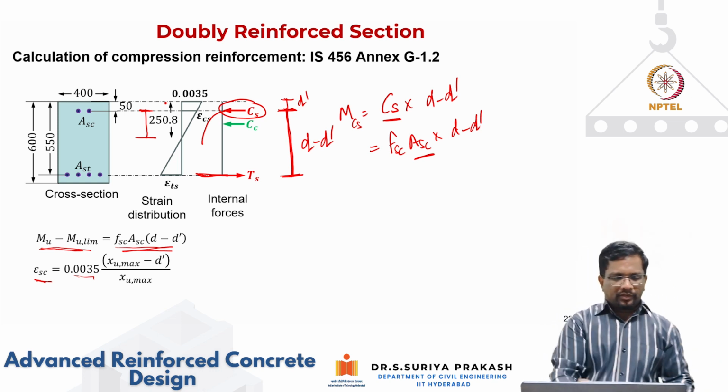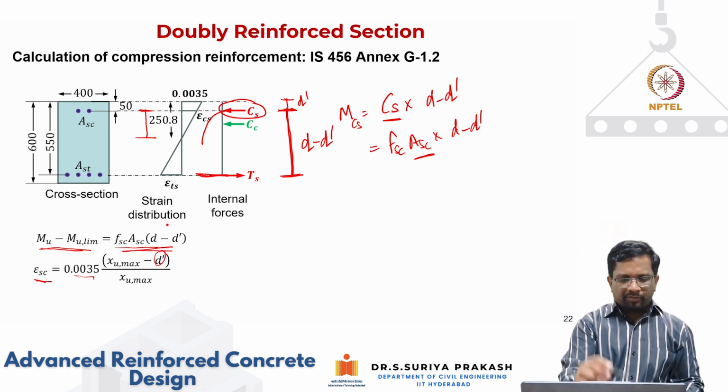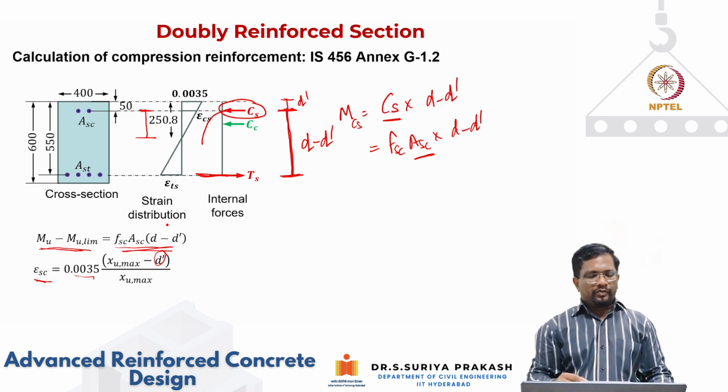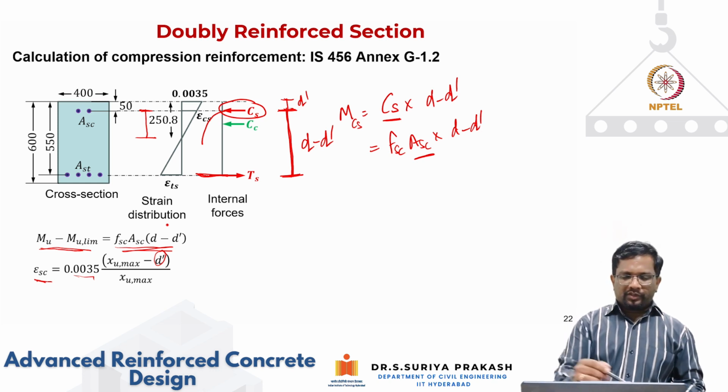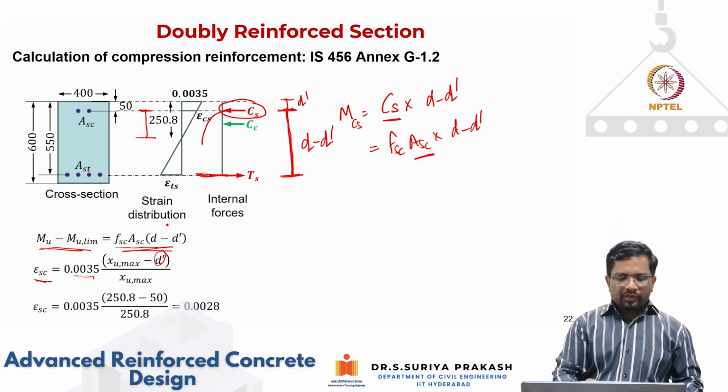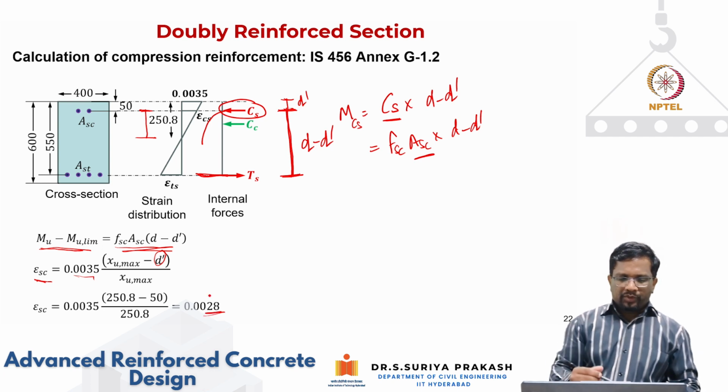Because the compression steel is at a distance of d prime from the top, for Xu max distance the strain is 0.0035. For Xu max minus d prime distance, we can calculate it using similar triangles. So it works out to be 0.0028.